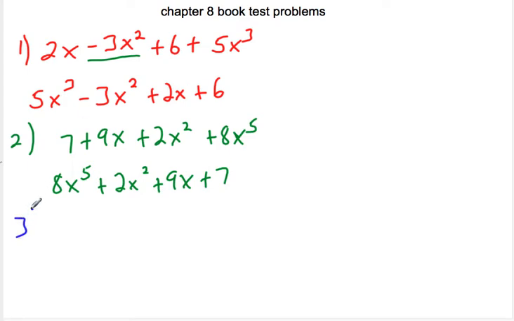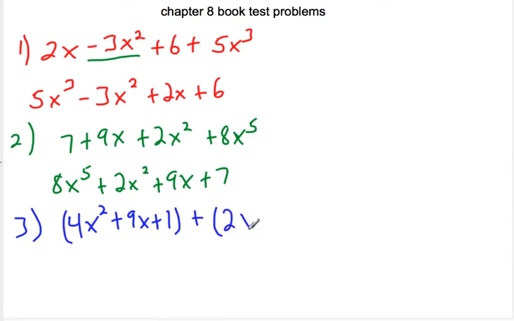Alright, the next one, number 3, new instructions, says simplify. Write answers in standard form. So we have 4x squared plus 9x plus 1, all that in parentheses, plus 2x squared plus 7x plus 13.